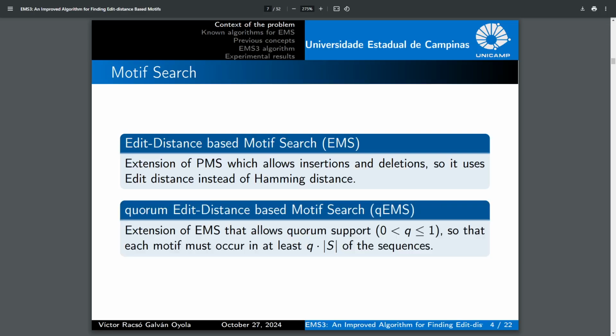Finally, we have the quorum edit distance-based motif search, the QEMS, which allows quorum support. In this case, we're going to have an extra parameter q, so that each motif must occur in at least q times n of the sequences. Notice that n is exactly the same as the size of S.